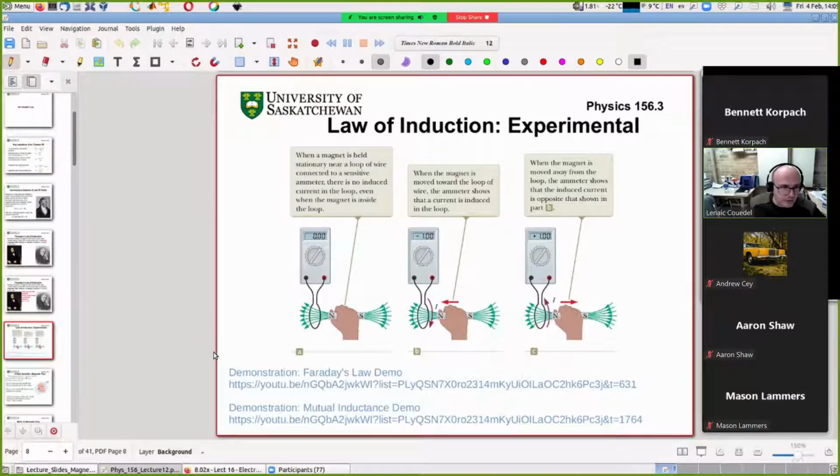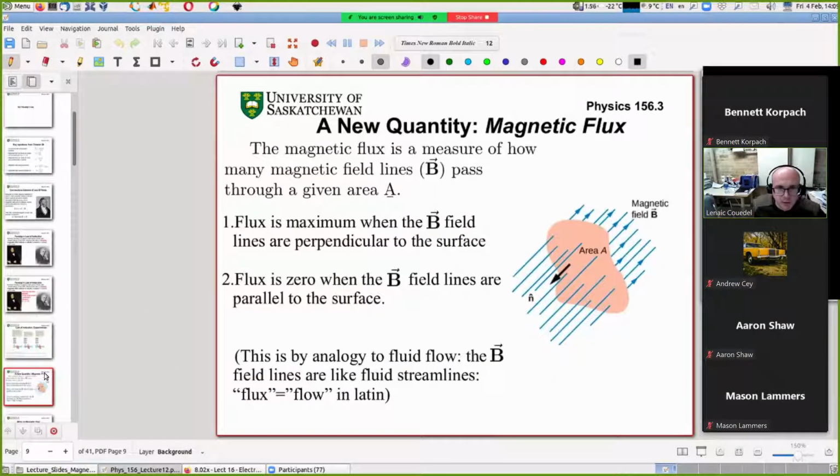So first of all, we will need to define what a magnetic flux is. You probably have seen what an electric flux is with Professor McWilliams. This was linked to Gauss's law. So the idea is almost the same. Here you take an area, A, that's the orange part you see here, and you have a magnetic field, which are the blue lines here. The magnetic flux is a measure of how many magnetic field lines pass through the given area A.